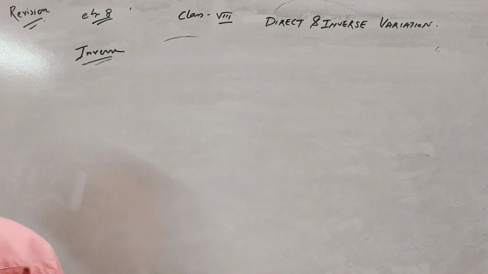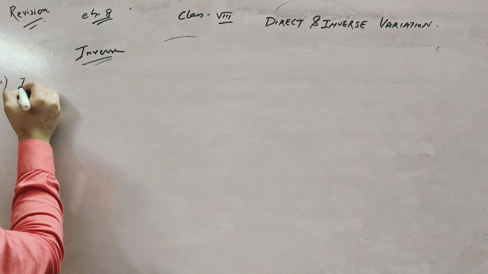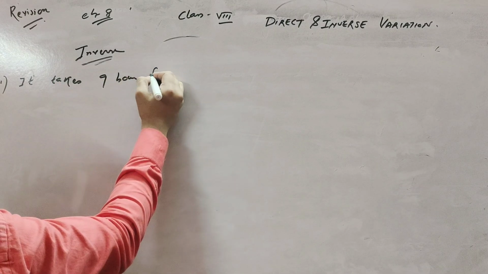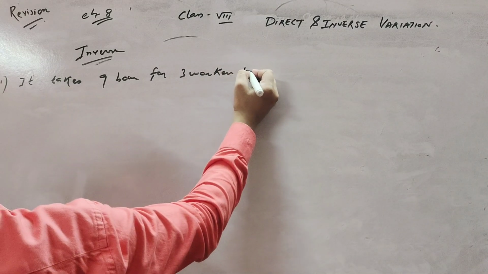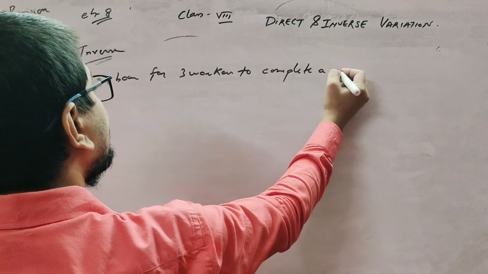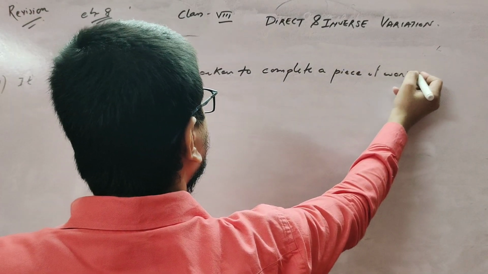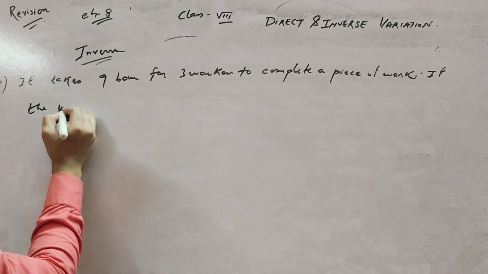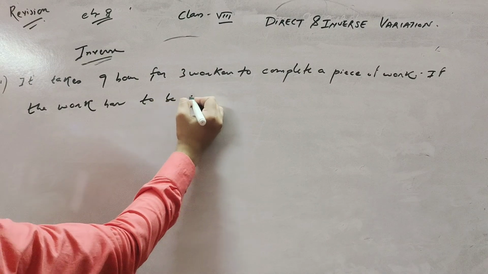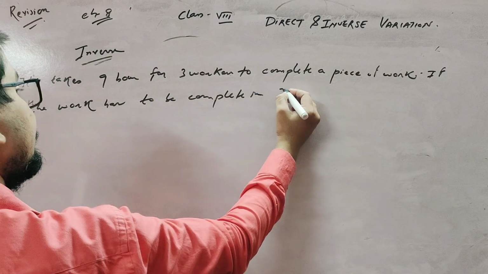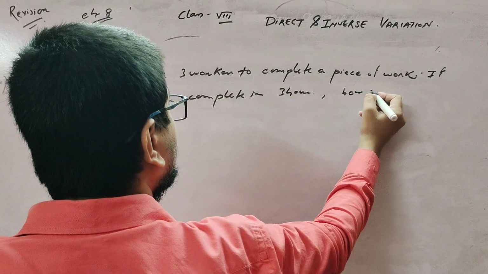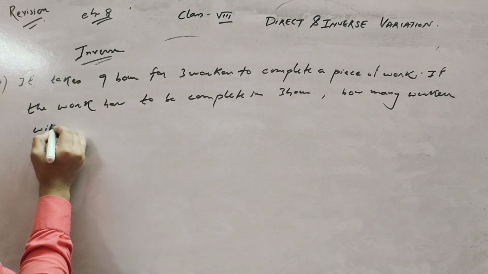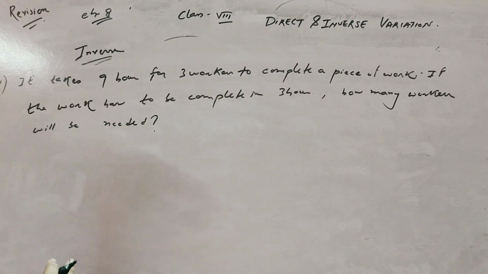Check another question. If it takes 9 hours for 3 workers to complete a piece of work, if the work has to be completed in 3 hours, how many workers will be needed? Okay, this is inverse relation.